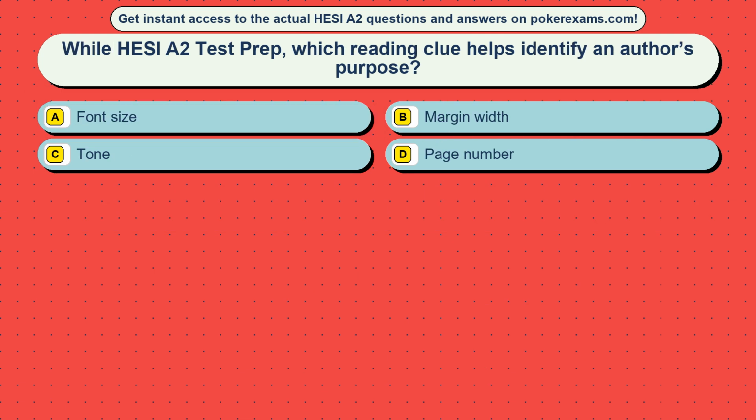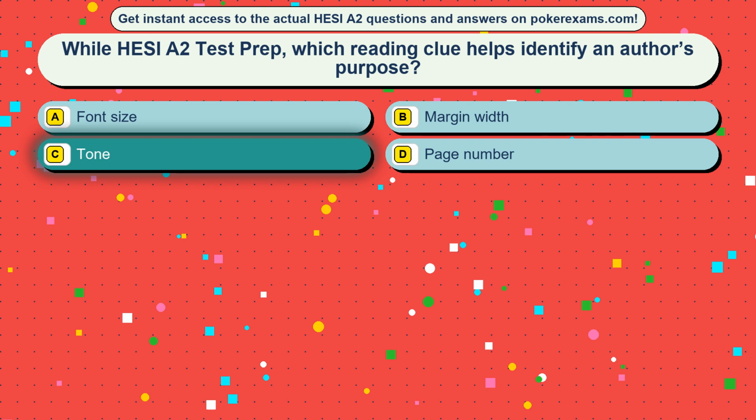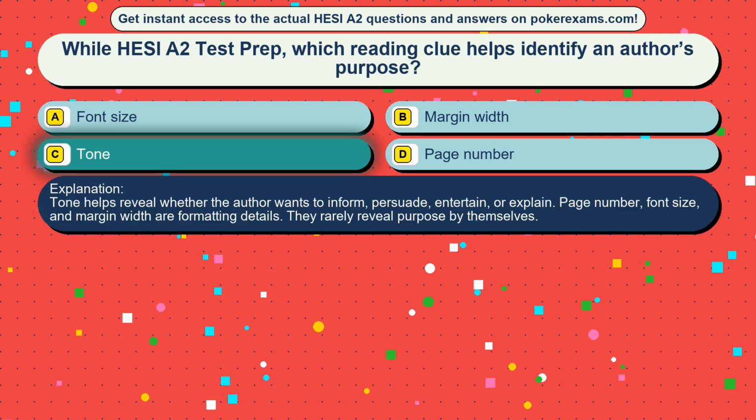Question 7. While HESI A2 Test Prep, which reading clue helps identify an author's purpose? Option A, font size. Option B, margin width. Option C, tone. Option D, page number. The correct answer is option C, tone. Tone helps reveal whether the author wants to inform, persuade, entertain, or explain. Page number, font size, and margin width are formatting details. They rarely reveal purpose by themselves.